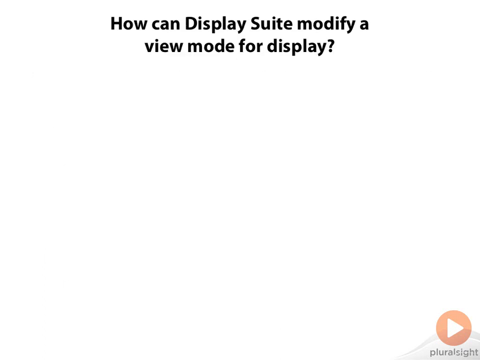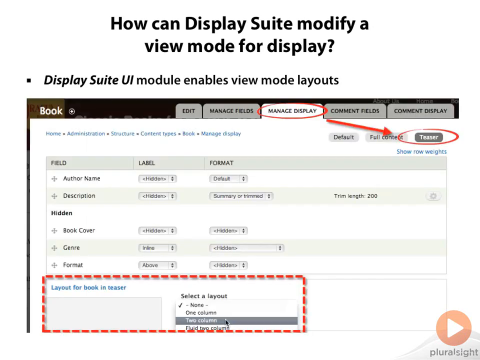So for example, if you're working with view modes for display, the Display Suite UI module, which is part of the Display Suite project that you would install, allows you to, for example, go to a teaser view mode that has been enabled and cause it to be laid out with a multi-column layout, and then you would configure which fields appear in which column.